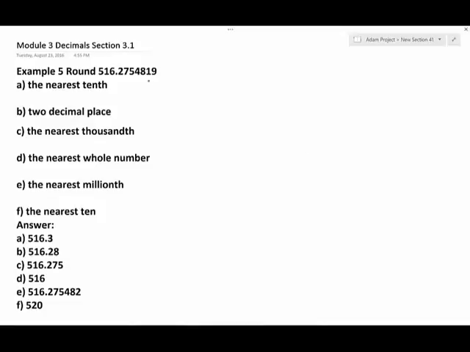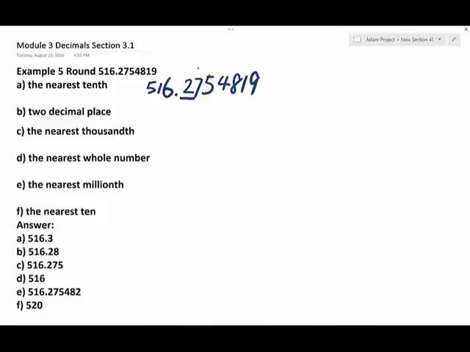So anytime you want to round a decimal number, write it first. Just write the decimal number down. Okay, so now we want to round it to the nearest tenth. Nearest tenth is right here. So that's going to be our underlying digit.